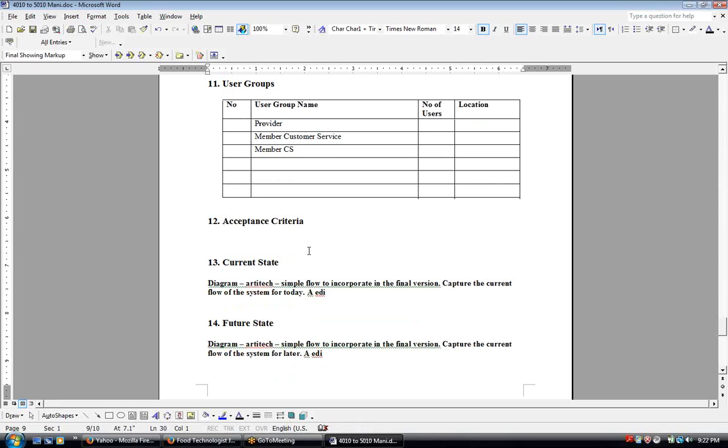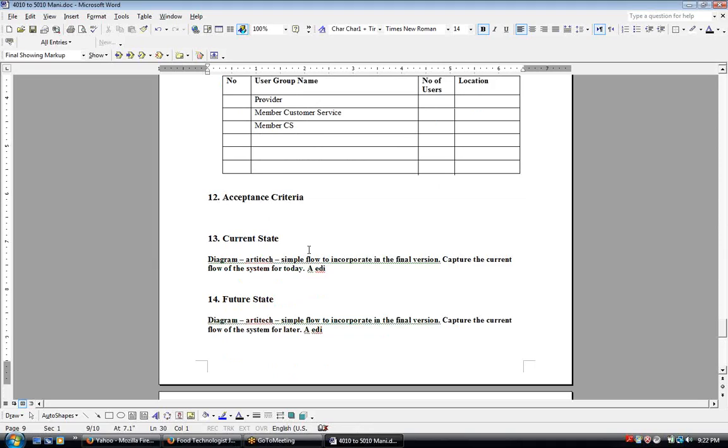And then we have the acceptance criteria of like this. I cannot describe what it is, but I didn't get this. And okay, the current is, sorry. Yeah.